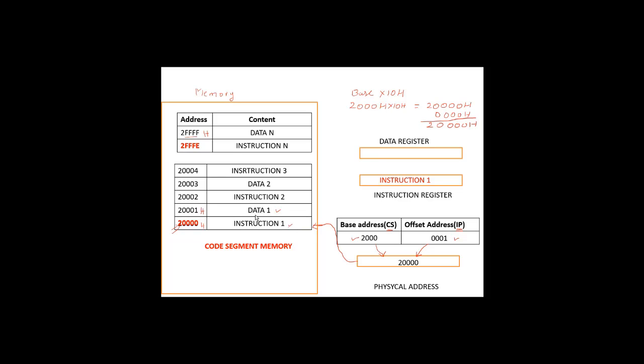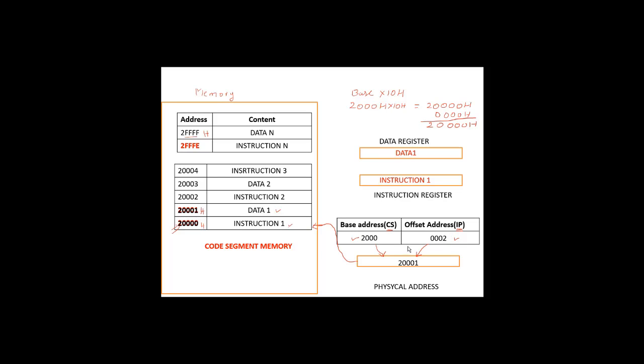Then, in order to execute the next memory location, the CPU will again take the base address from the code segment register, and the offset address from the instruction pointer. Now the address will be what? 20001. From this 20001 memory location, that is data, so that data will be taken into the data register. Then it will execute the instruction. After every instruction execution completes, the offset address will be incremented by 2.